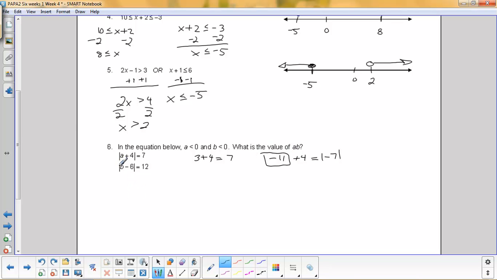Second one here, let's decide the positive value, which would be 18, because 18 minus 6 equals 12. That isn't going to work because B has got to be less than 0. Okay, so now let's think the other way around. -6 minus 6 equals -12. But remember, absolute value takes the negative away. So your value of B in this problem is -6. -11 times -6 is your answer, which is 66.